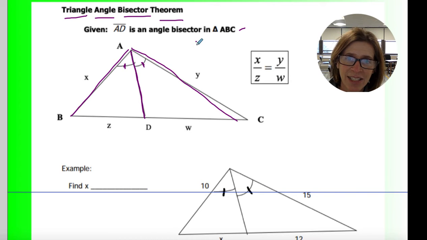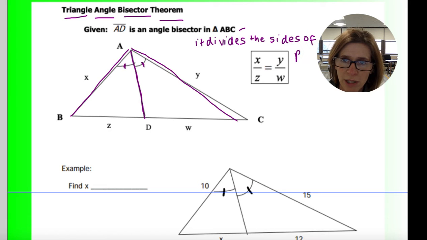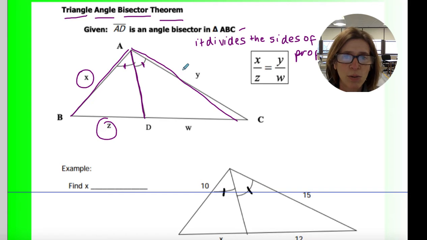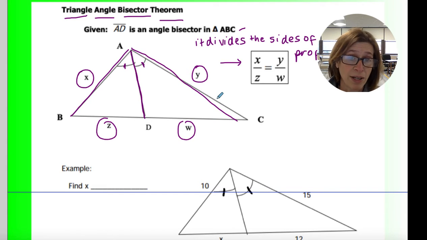Okay, it divides the sides of the triangle proportionally. Okay, so that's actually kind of nice because now you know that x over z equals y over w. So this proportion is now true. You could also do, if you wanted to, x over y equals z over w.